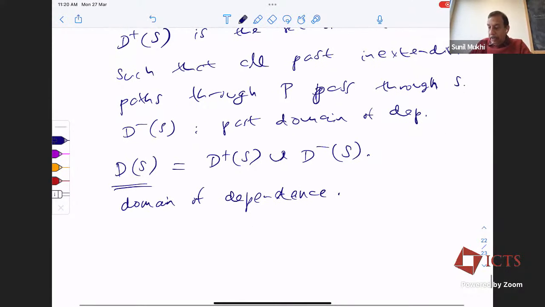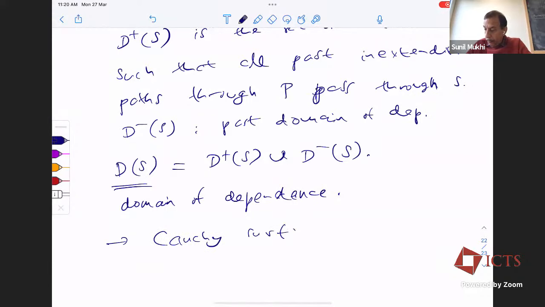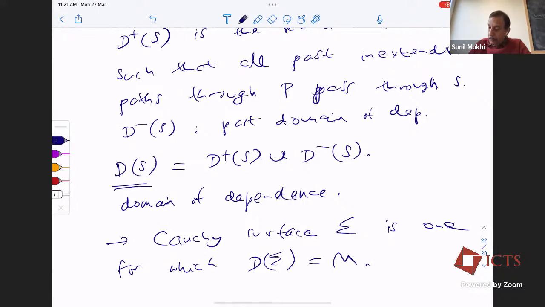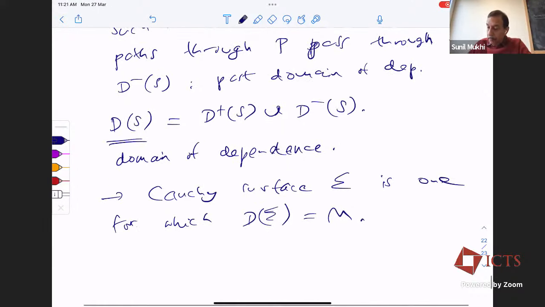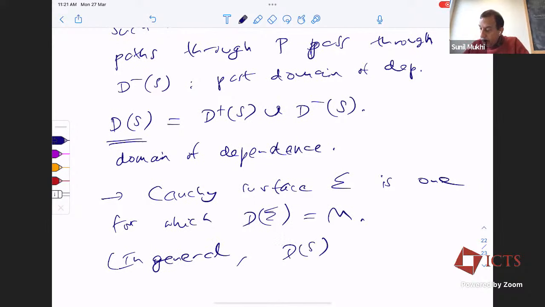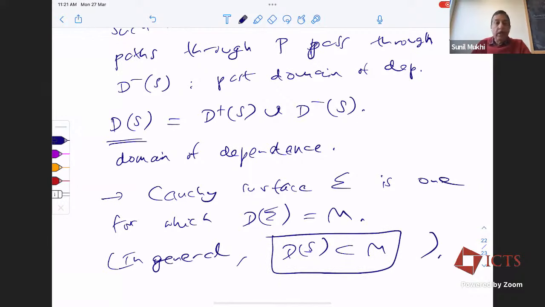And of course, now we see that in this language, a Cauchy surface sigma is one for which D of sigma is equal to M. But in general, for a general surface S, D of S is a subset of M. And that's why we talk about it.